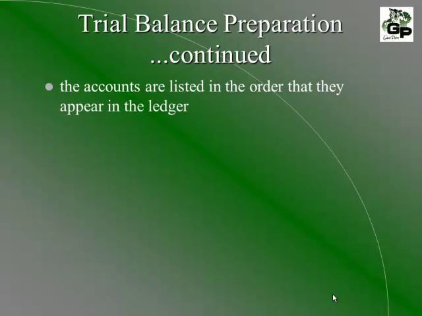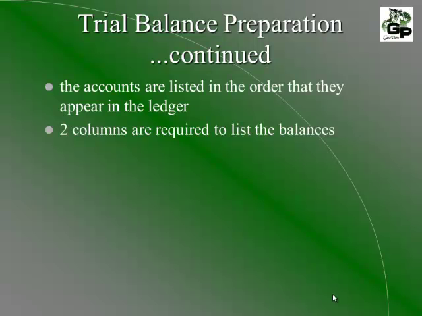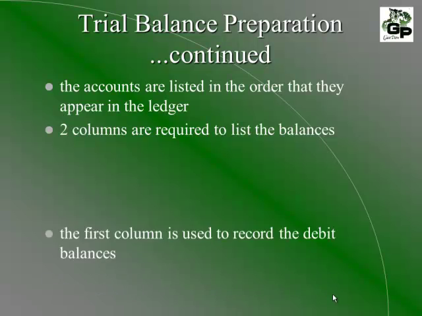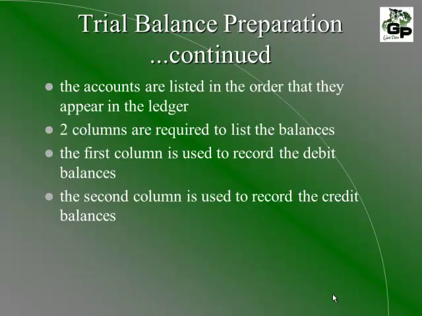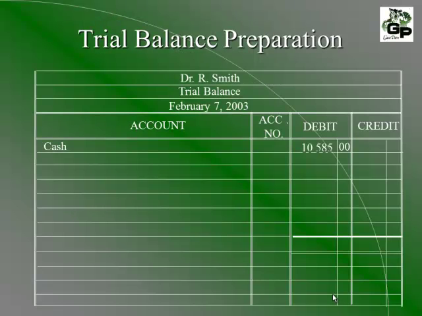The accounts are listed in the order that they appear in the ledger. 2 columns are required to list all these balances. The first column on the left is used to record the debit balances. The second column is used to record the credit balances. Here's an example of a trial balance. Notice that the name of the account is in the column on the left underneath the title Account. We don't use the account numbers yet.